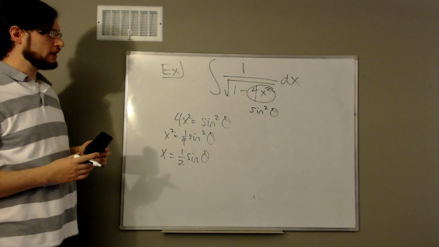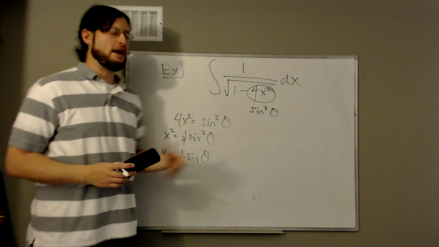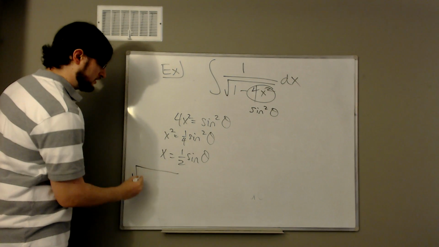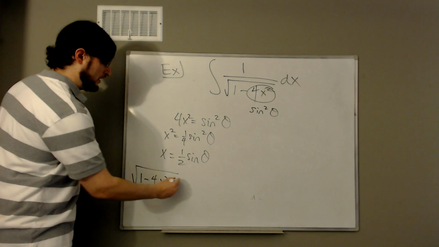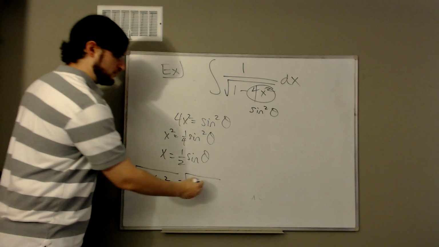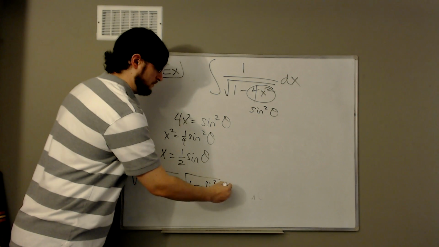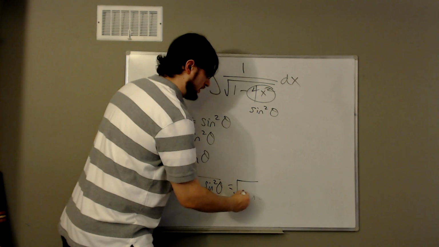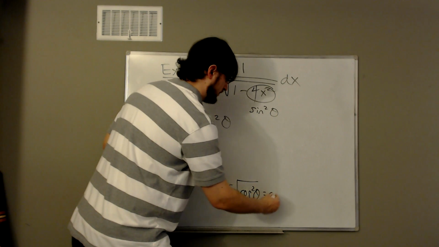We need two things out of this. We need to substitute in for everything. So that tells me that the square root of 1 minus 4x squared is the square root of 1 minus sine squared theta. Well, that's the square root of cosine squared theta, which is cosine theta.